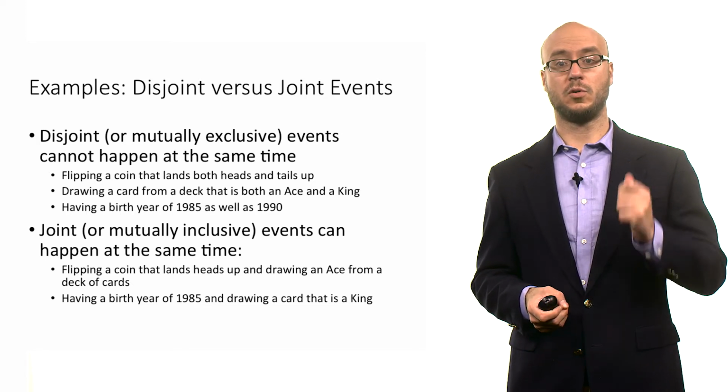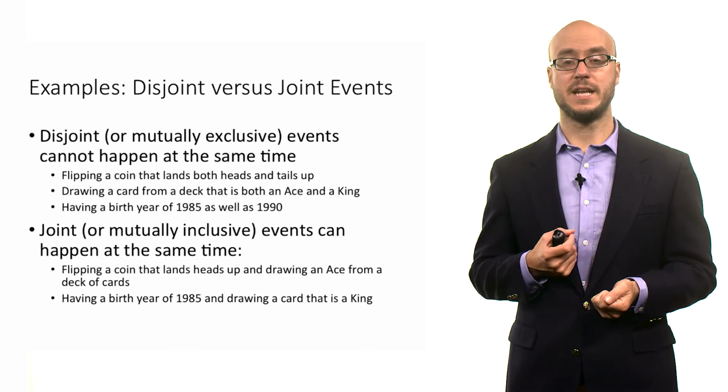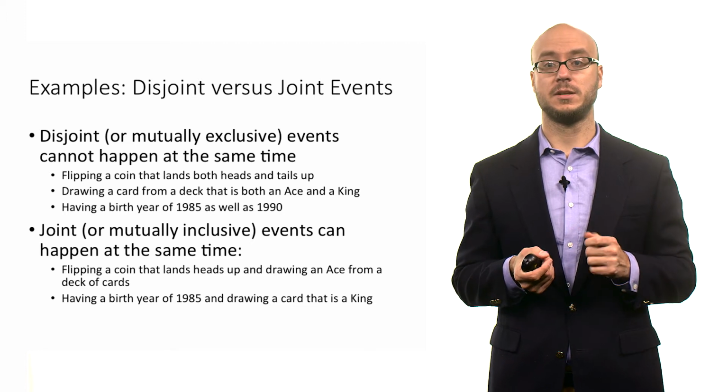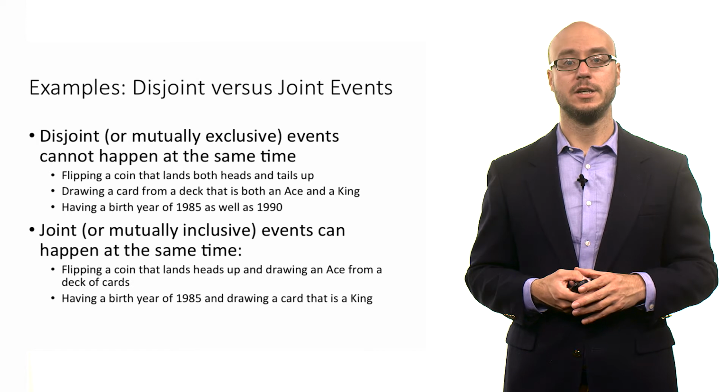So you could flip a coin that lands heads up, and you could also draw an ace from a deck of cards. You could do that simultaneously. It'd be a little bit weird, but you could do that. These are two events that are joint.